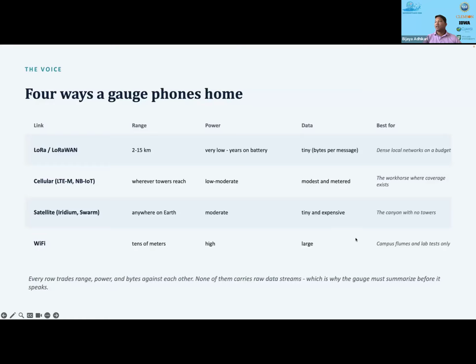So where would you put it? If there are canyons where the range of LoRa is not enough and there are no cellular towers nearby, you might want to use satellite. But if you're living in a city, or a campus, or nearby the labs, then you might also use Wi-Fi for the device to communicate.